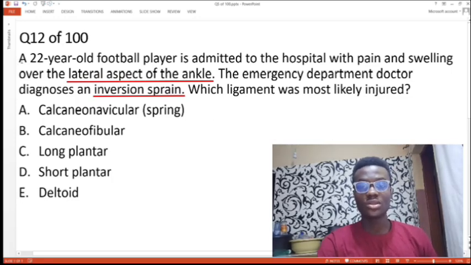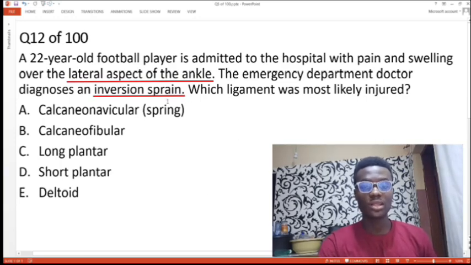It says a 22-year-old football player is admitted to the hospital with pain and swelling over the lateral aspect of the ankle. The emergency department doctor diagnoses an inversion sprain. What ligament was most likely injured? So, calcaneonavicular or the spring ligament, calcaneofibular ligament, long plantar ligament, short plantar ligament, and the deltoid ligament.